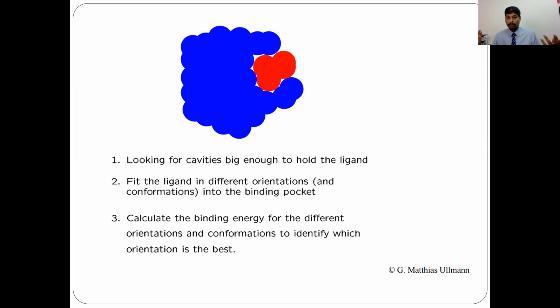There are different active sites. So how can you identify active sites? You need to find whether the ligand-fitting cavity is there or not. That is the first thing. And then fit the ligand in different orientations. So if you find a cavity which can hold the ligand size, then the next thing is you make the ligand bind in that area in different conformations.